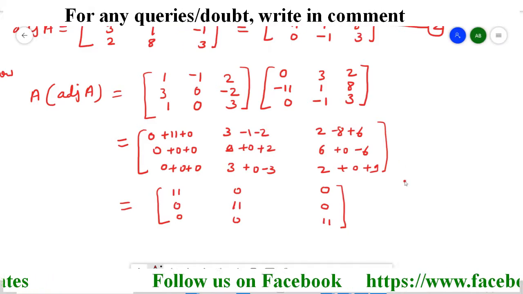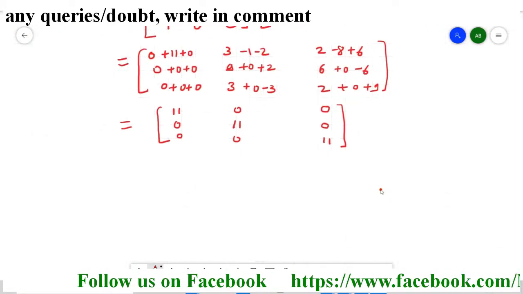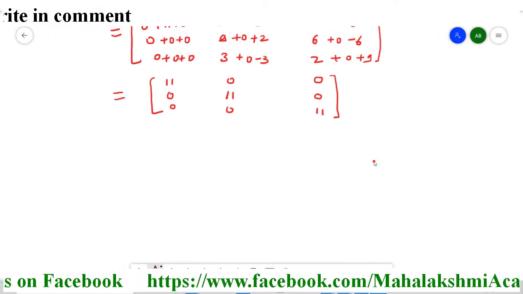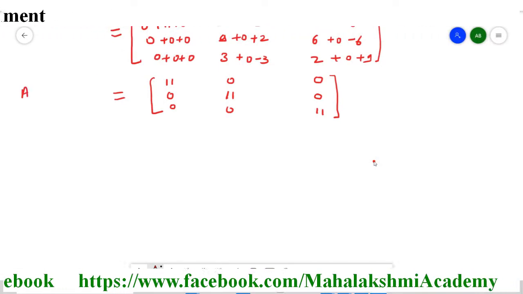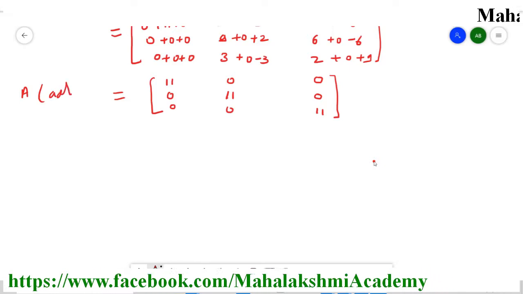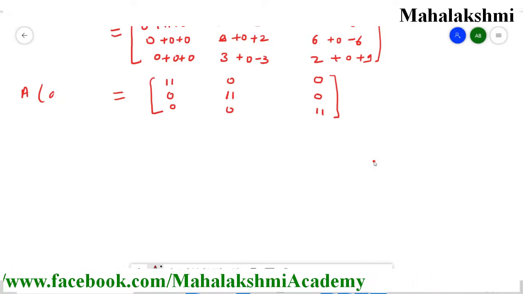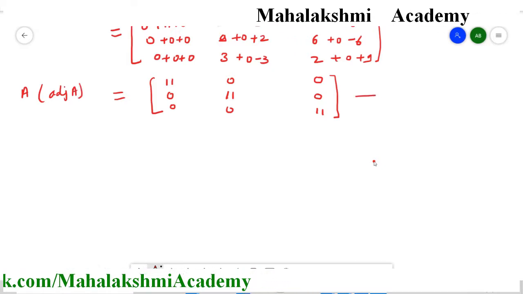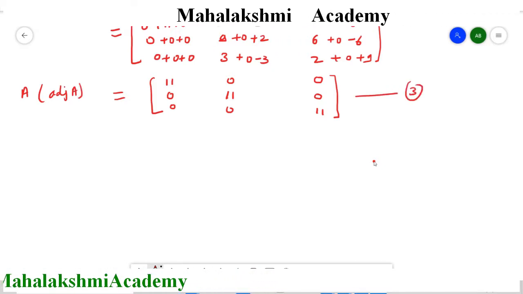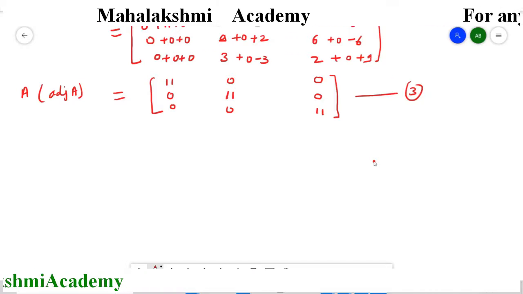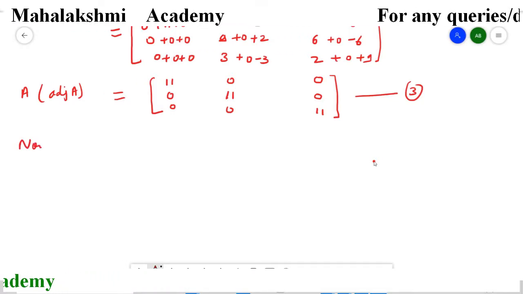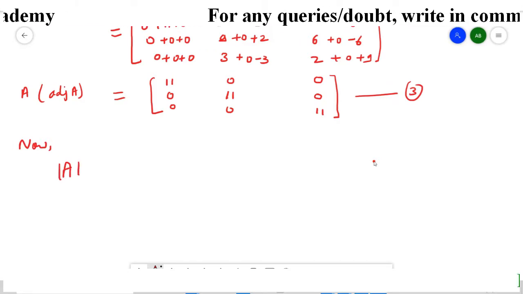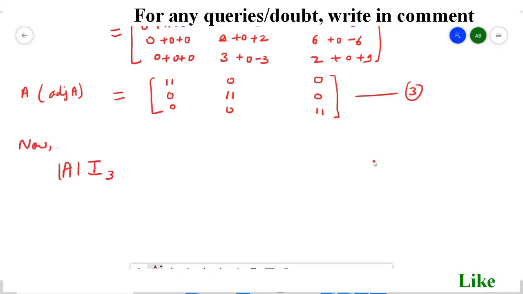So students, this is the answer of what? When the matrix A is multiplied by the adjoint of A. We'll keep this as equation 3 and leave it. Now you can see the question. They are asking for the product of the determinant of A and I3.